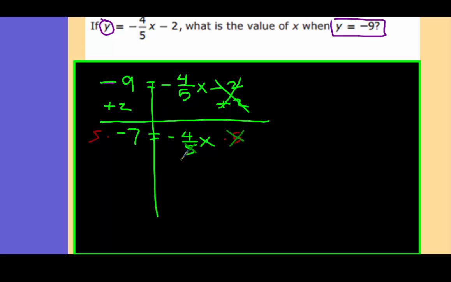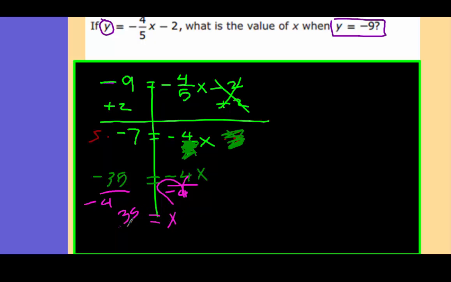So what happened is 5 times negative 7 is negative 35. Now we have no more fraction, because we killed the 5 already. What is left over here is negative 4x. Okay. Last, you divide by negative 4. So the answer for this is 35 over 4.